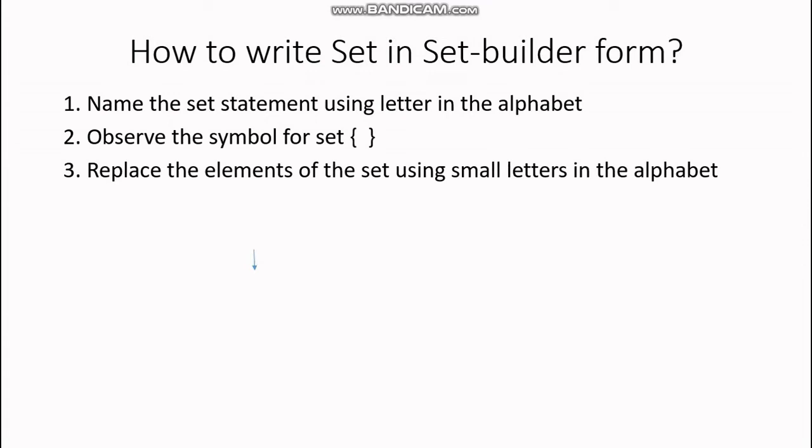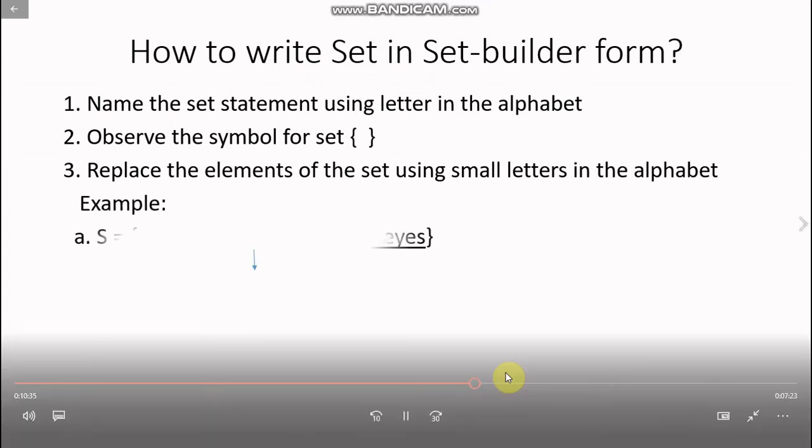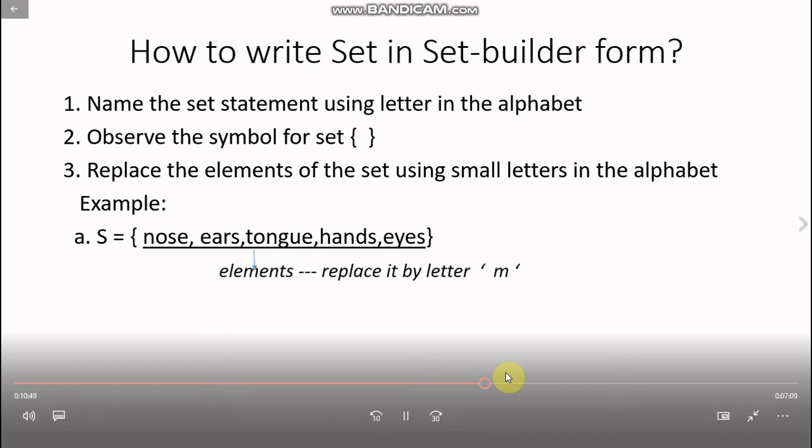Now, tagaan ta mong example. In roster method, set S whose elements are nose, ears, tongue, hands, and eyes. Kanang akong gibaglisan, underlined are called elements. And kana mo atong ilisan, bunyagan na natog letter M, small letter.